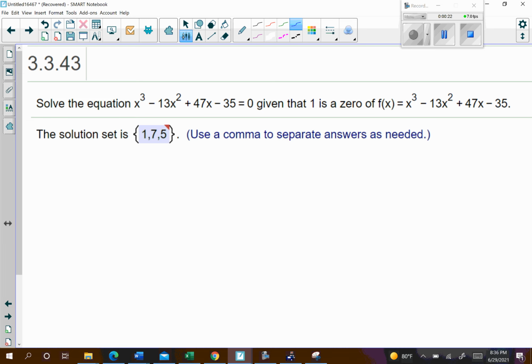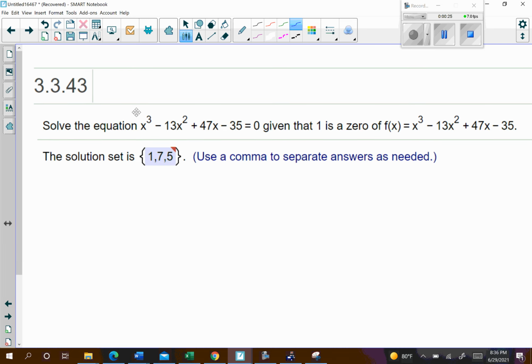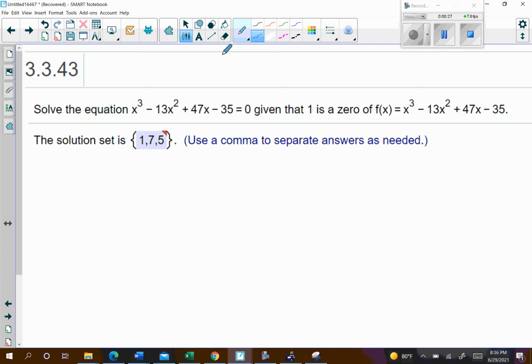Sometimes they give you the equation where it says equal to zero, and sometimes they give it to you with an f of x. But what they're asking for is solutions, or in this case, they use the term zeros, because you're trying to figure out what makes it equal zero. Sometimes they call it roots. And so it says given that one is a zero, right? So one is a solution to this. So what we have to do is use that information to whittle this down a little bit.